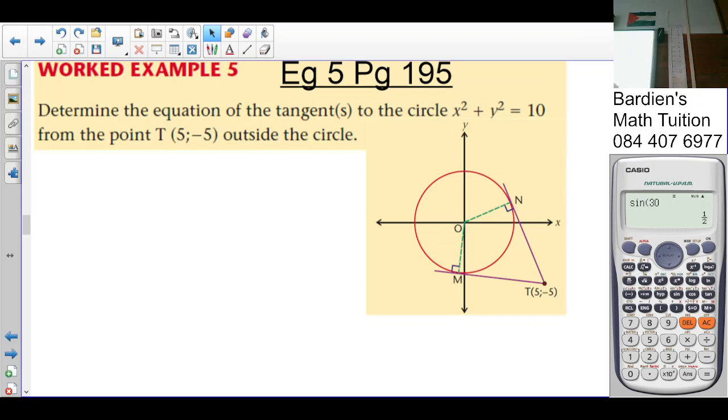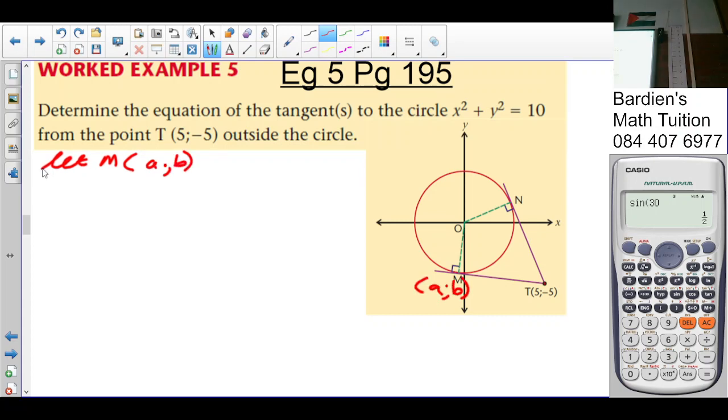So we are told to determine the equation of the tangent to the circle x squared plus y squared equals 10 from the point T, which is (5, -5). So as you can see from that drawing there, we will have two tangents, basically. Alright. So what we do is, we let M be the point (a, b).